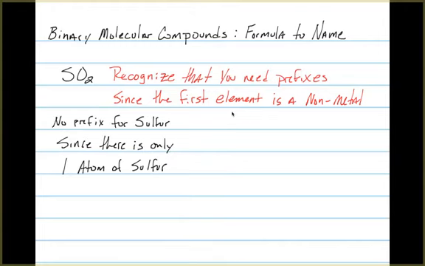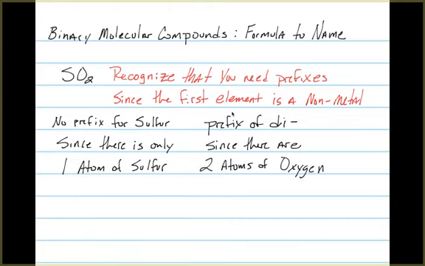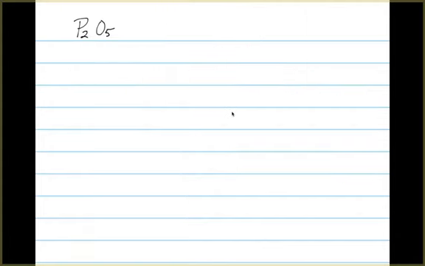So we know that we're going to have to use prefixes. We've got no prefix for the sulfur because there is only one, and we don't include a prefix on those. We're going to have a prefix of di for the oxygen because there are two of them. So our compound name is going to be sulfur dioxide. Let's go over two more examples because it's pretty basic.